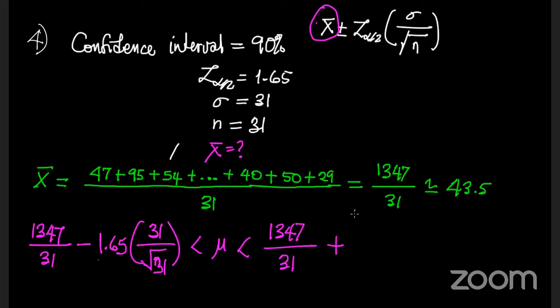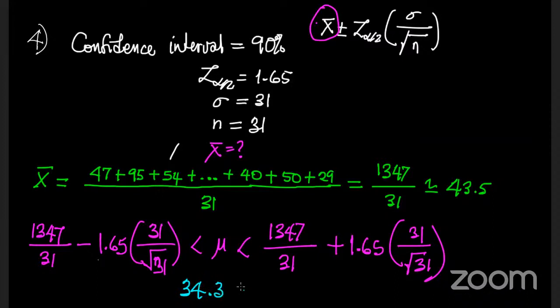Remember, it's plus or minus. Plus, we're writing the same 1.65 times 31 all over square root of 31. You can try this out. I had 34. I have 34 points, 3 less than this, and the other side to be 52.6.